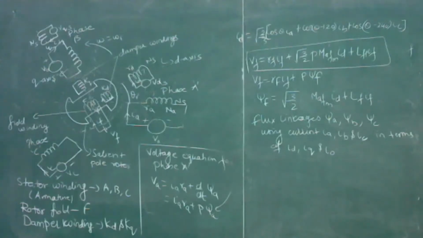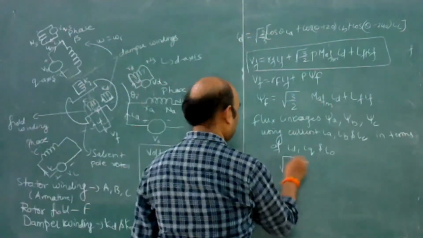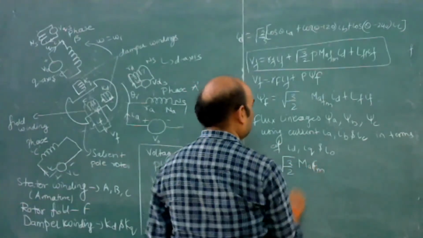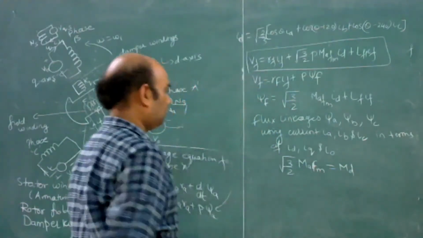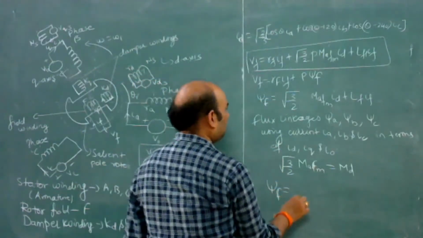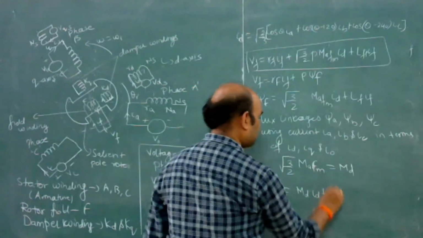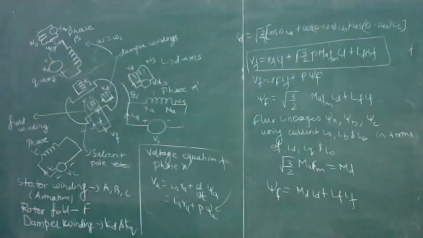So let 3 by 2 MAF, this 3 by 2 MAF, and AF, and DS, and D. So this phi F will become MD into ID plus LF into IF.